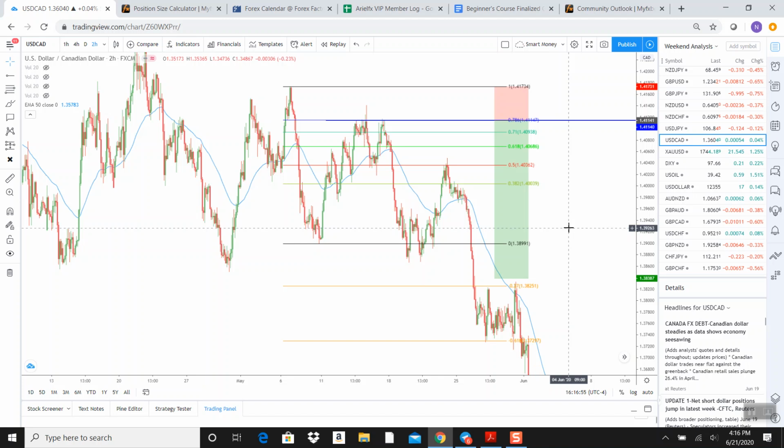Risk management allows you to maintain consistent risk and allows you to maintain that psychology as well, meaning that you shouldn't care if you lose a trade, because if you lose a trade on a 1 to 5, it doesn't matter.